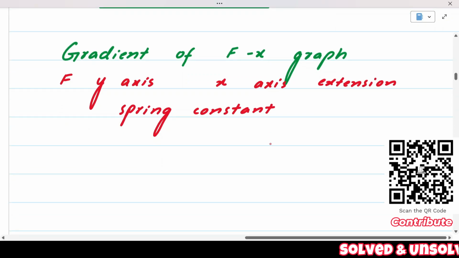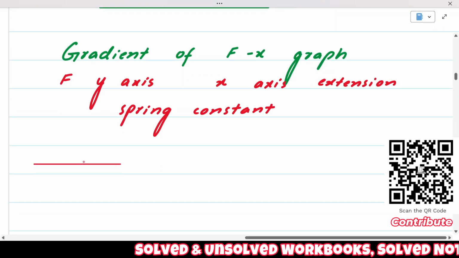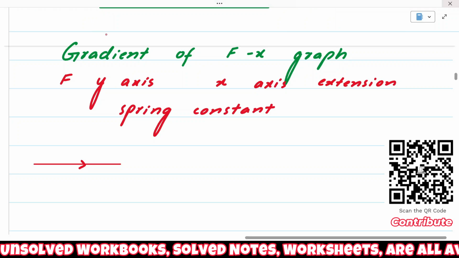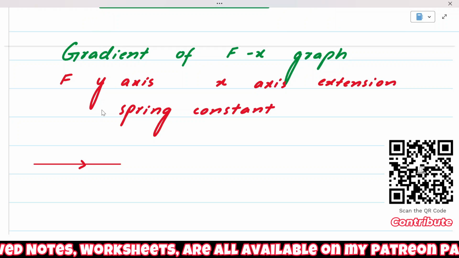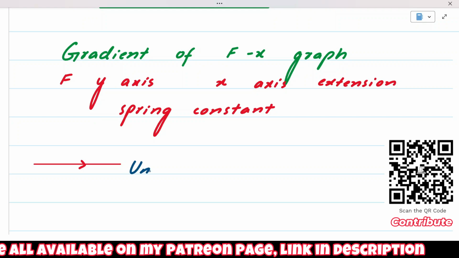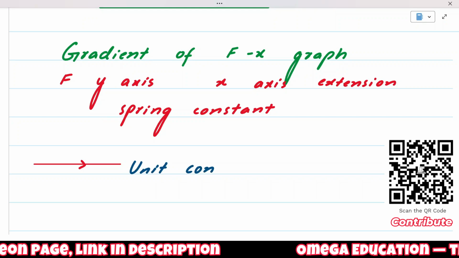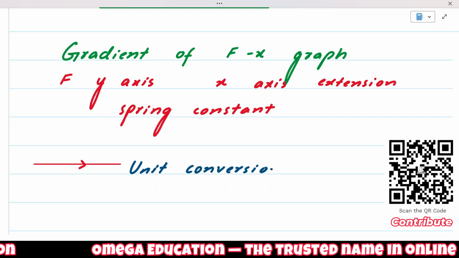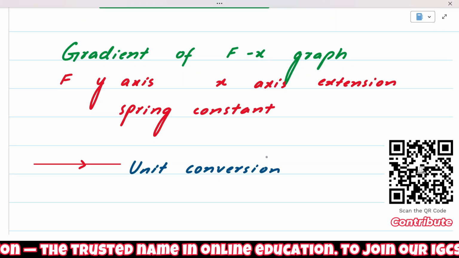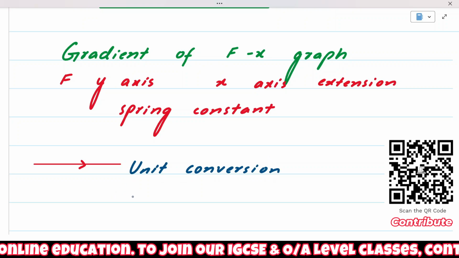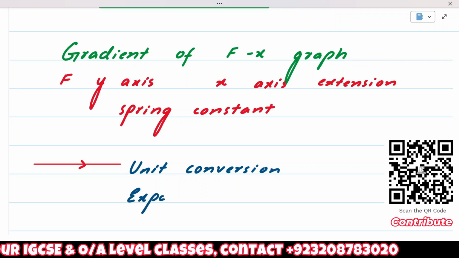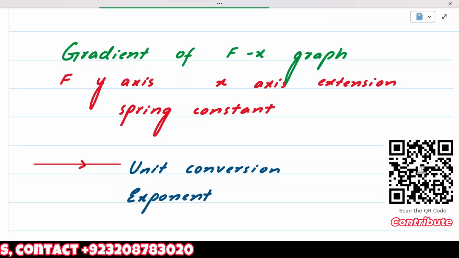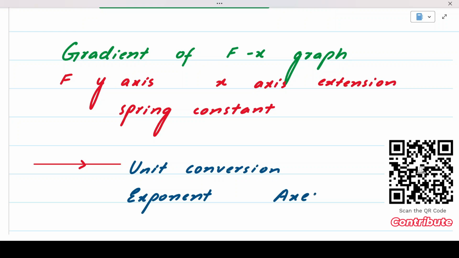But once you're finding the spring constant, make sure you consider these two things: unit conversion and including the exponents. So all the odd units, for example, if the spring constant is asked in Newton per meter, you need to convert centimeters or millimeters into meters. And usually exponents are also given on the axes. If you find exponents on the axes, you need to consider the exponents also.